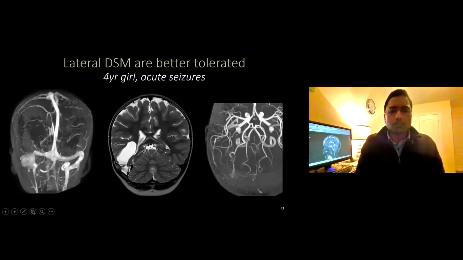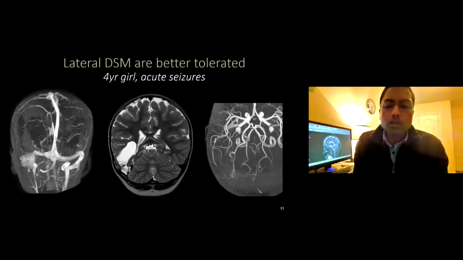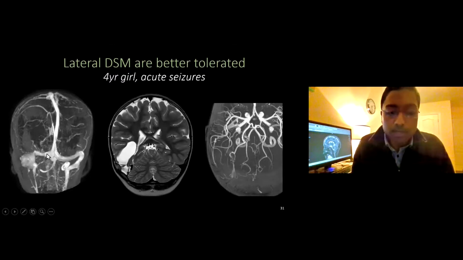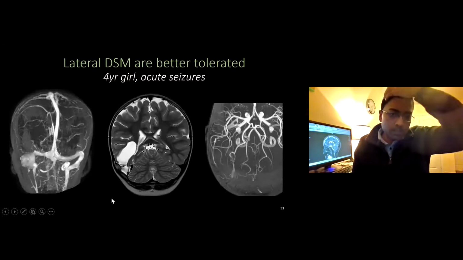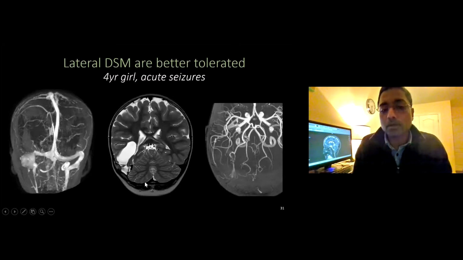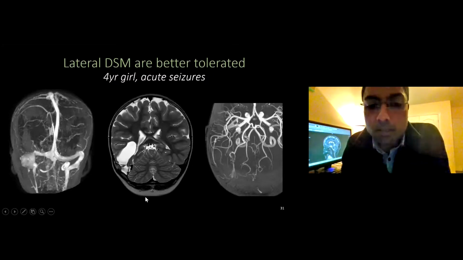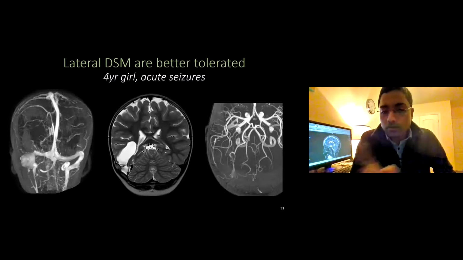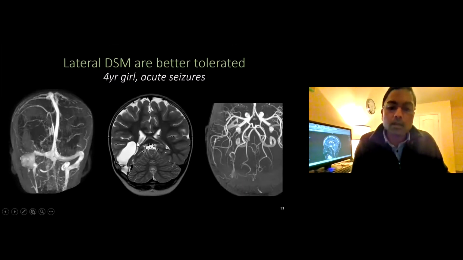Development. Now, I showed you the torcular or midline DSM, or dural sinus malformation. Here is a lateral or transverse dural sinus malformation. And these are typically better tolerated because obviously you are not involving the midline, and the brain can drain out from the other side. But here's a 4-year-old girl who presented with seizures, and you can see she also developed a venous infarct in exactly the same location. And what is the reason for this? Now, the first baby I showed you developed the same thing as a fetus, but this child has had this disease and then presents to us after 4 years.